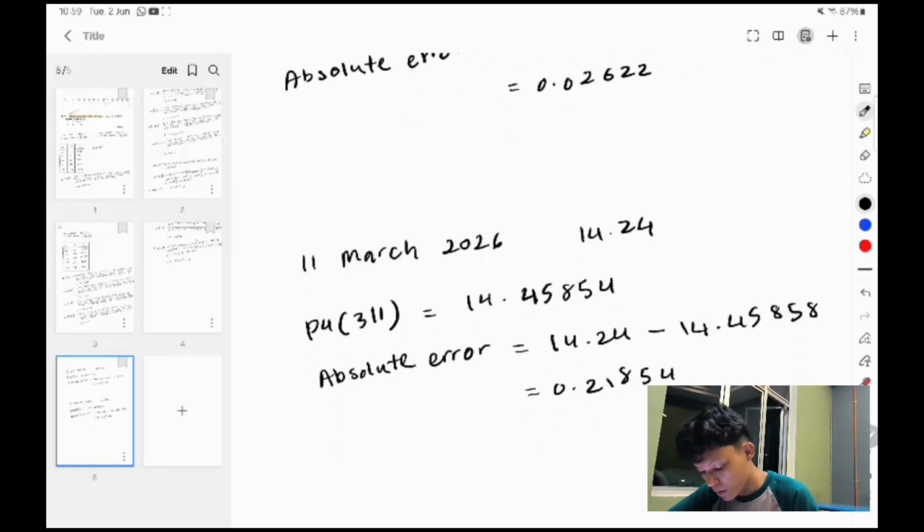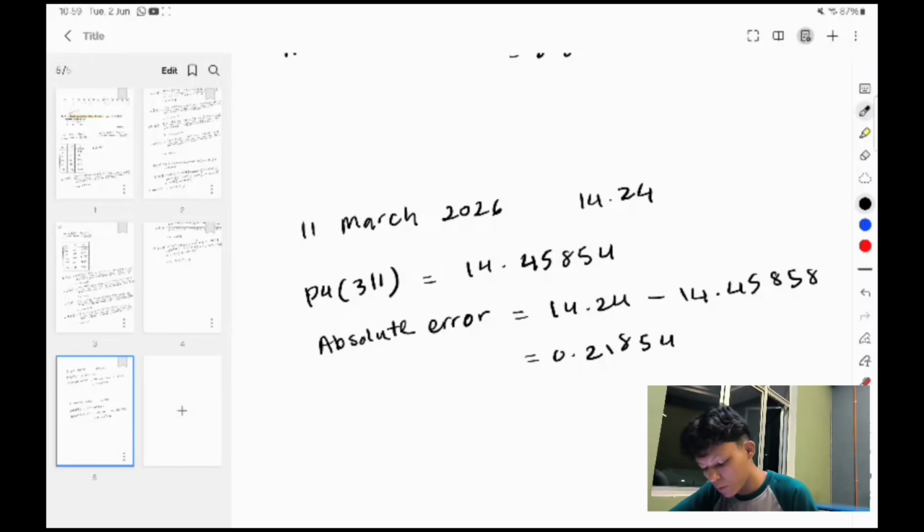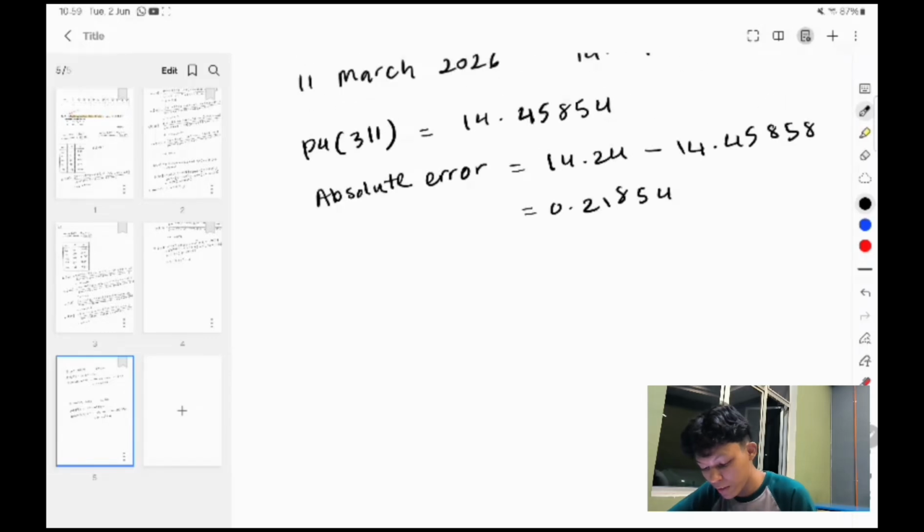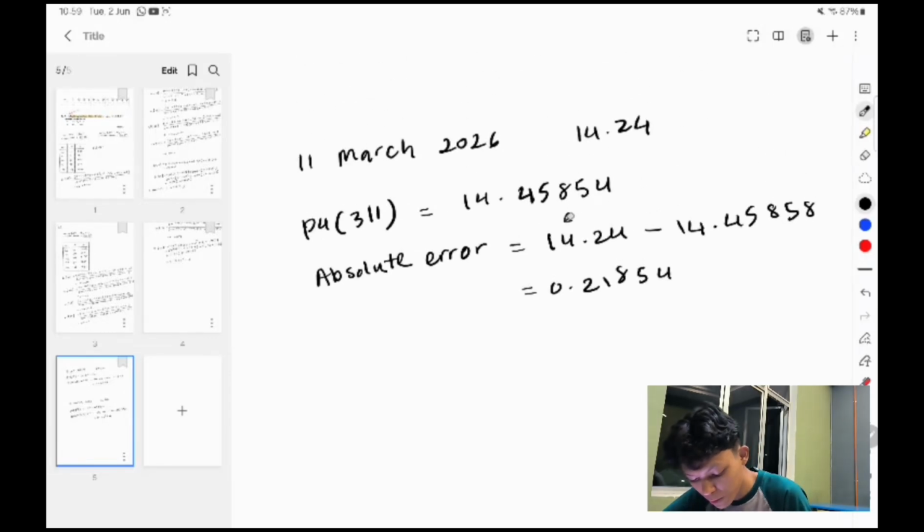And for 11 March 2026, from the official website, from the graph, I got the exact value for the stock on this day is 14.24, and with our calculation we got 14.45854, and the absolute error is the exact value minus our calculation estimated value, and we got 0.2154.